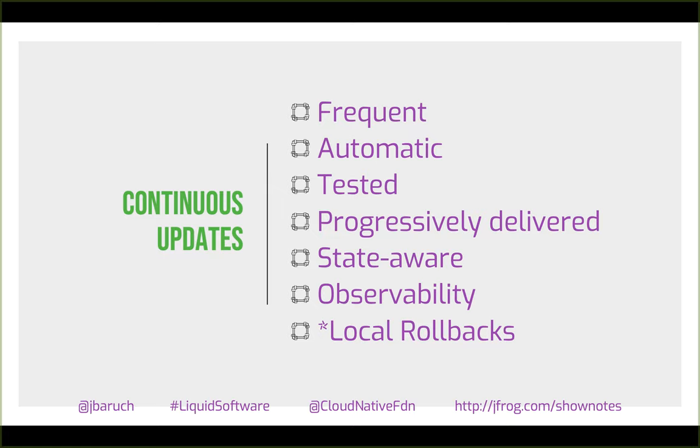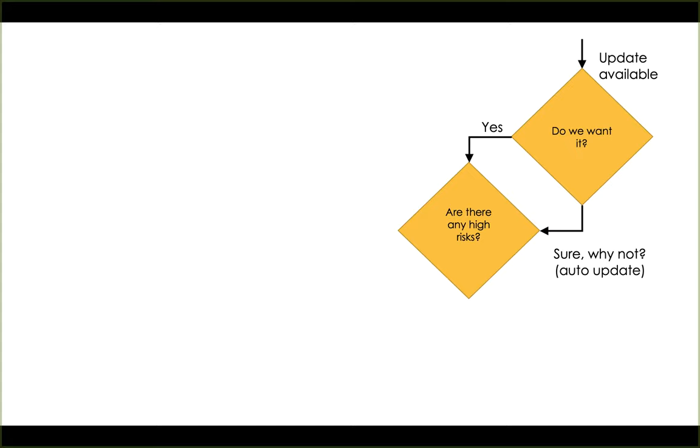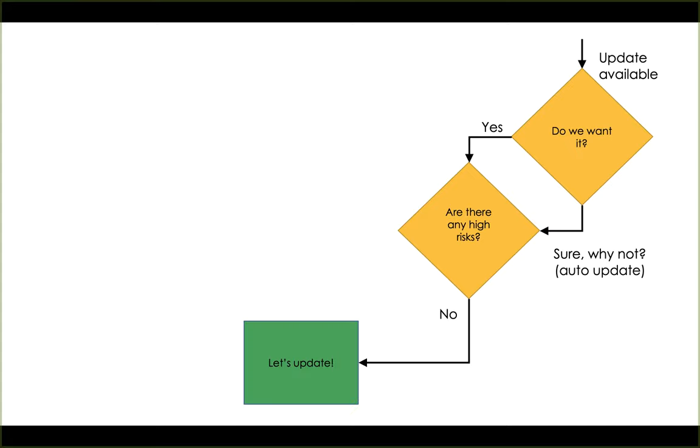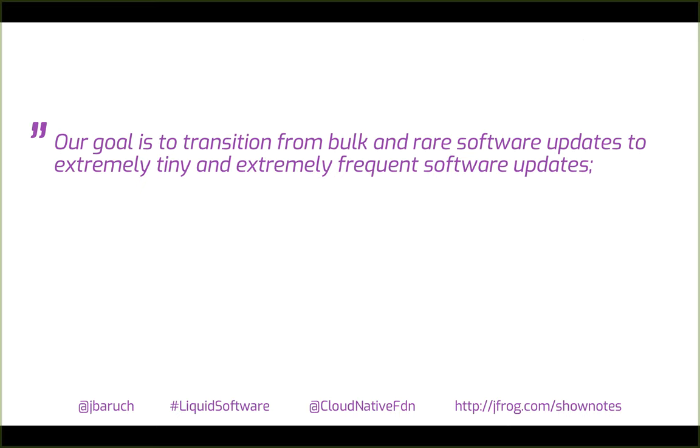Those are all obvious stuff. Local rollbacks can be challenging. That's kind of an extra credit task, but still necessary sometimes to implement. And now what we have is we have an update. Do we want it? Doesn't matter. Automatic continuous update. And then there are sometimes no high risks, or even there are high risks, we now trust the update, and then we update without fear.